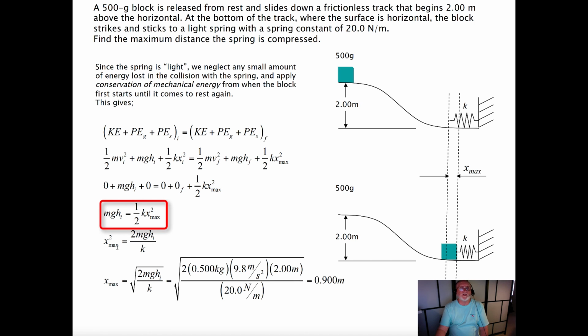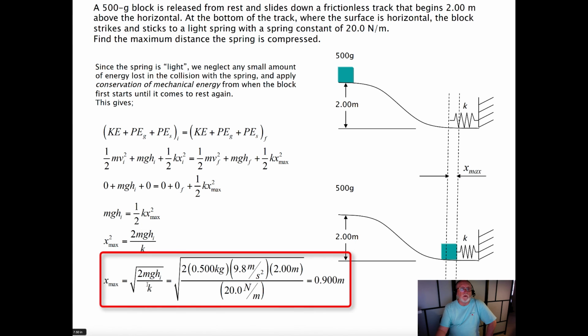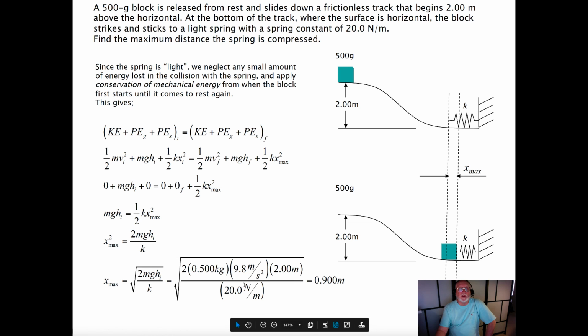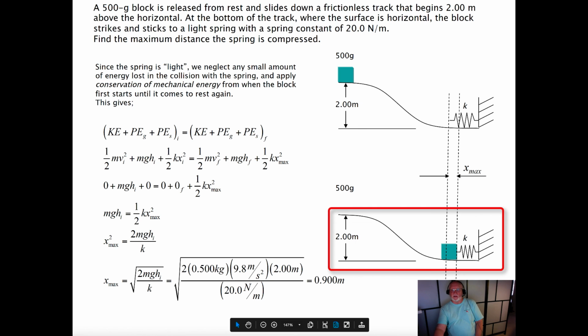So let's move things around so that we can determine the maximum distance the spring is compressed. We end up with x squared, maximum compression, equal to 2 times mgh, the potential energy, divided by the spring constant. Taking the square root, we get 2 times 1/2 kilogram, times 9.8 meters per second squared for the acceleration of gravity, times 2 meters, divided by 20 newtons per meter, the spring constant. And we get a compression in the spring that you can see over in the diagram. X max is equal to 0.9, or 9/10 of a meter.